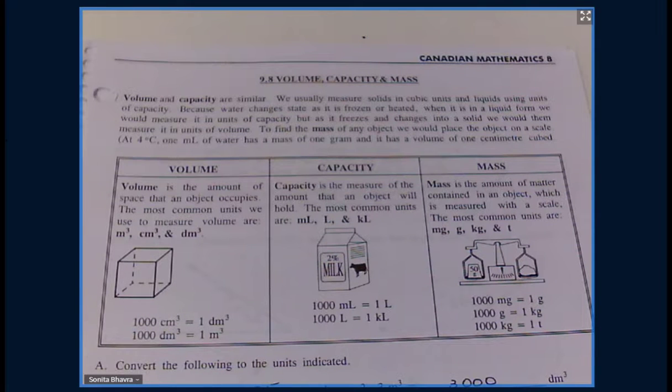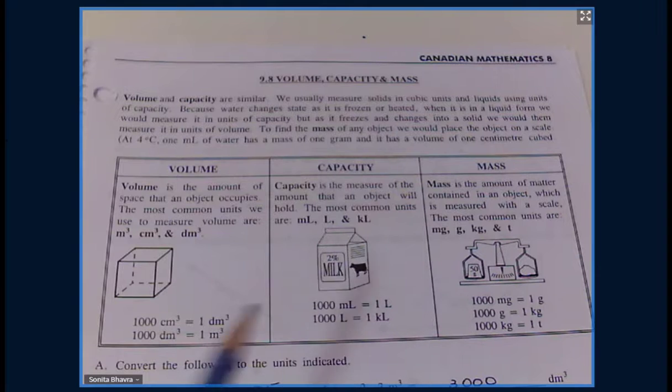For solids, volume is the amount of space that an object occupies. The most common units we use for volume, like we discussed last class, are the cubic units like meters cubed, centimeters cubed, decimeters cubed. And there's a couple conversions here given to us as well. 1,000 centimeters cubed is equal to 1 decimeter cubed, and then 1,000 decimeters cubed is equal to 1 meter cubed.